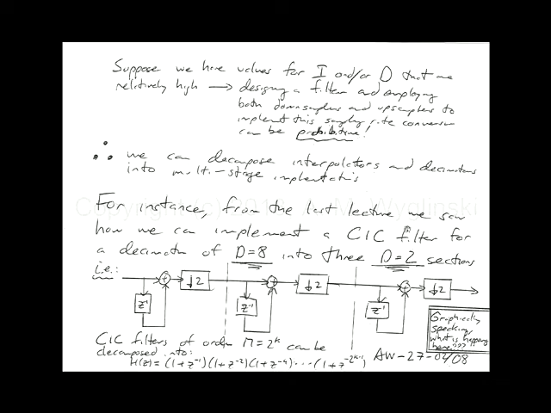So, for instance, let's look at the CIC filter here. We have a decimation of 8, and what we can do instead is break this down into 3 decimation by 2 sections. So we have a decimator, D equals 8, and this cascade accomplishes the exact same operation, right? Let's design the filter behind this. Say we have a CIC filter of order M equals 2K. We can decompose it into a way simpler structure, into subcomponents that are way simpler to implement than one massive filter of order 2K.